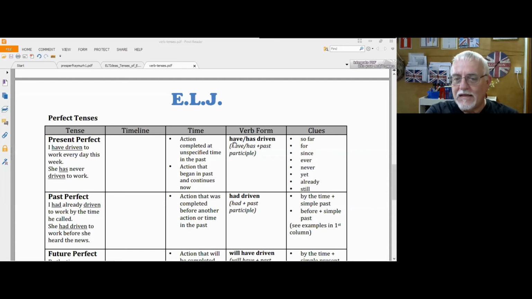Okay, the form is have, has, plus the past participle of the verb. And this is why it's very important. In the earlier lessons where I did irregular verbs, I stressed it's very important to learn the past participles of verbs, because you will need them when you come to the perfect tenses. Some of them are easy. If it's a regular verb, we just add -ed to the past tense and the past participle. So walk, walked, walked.